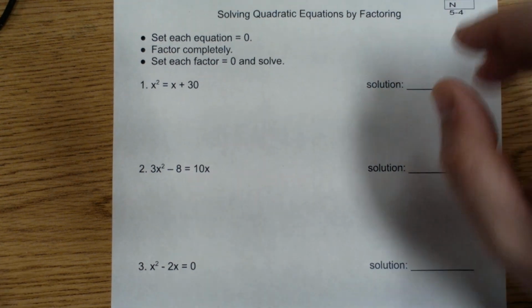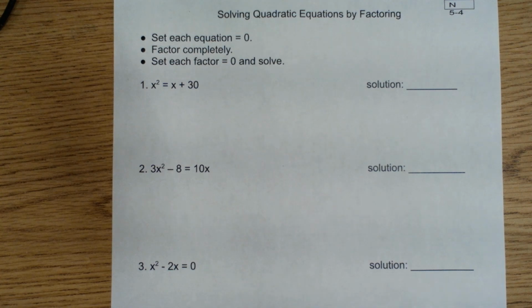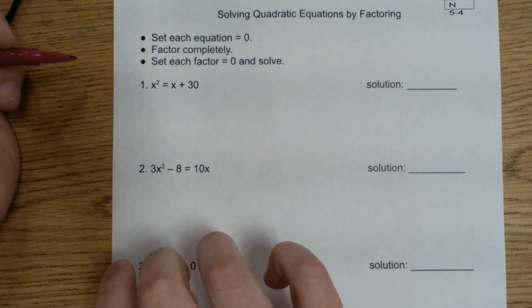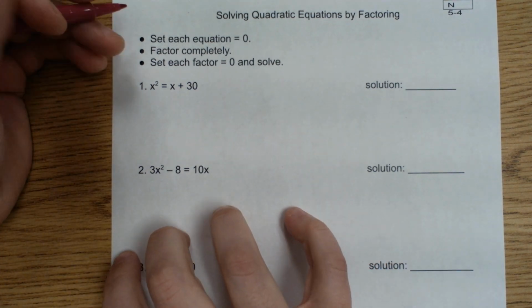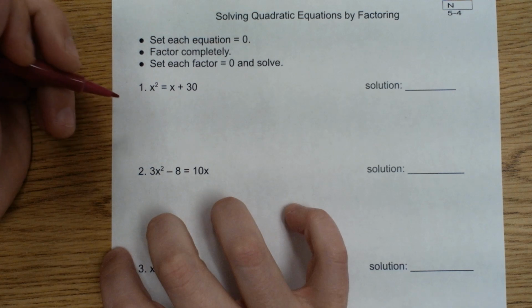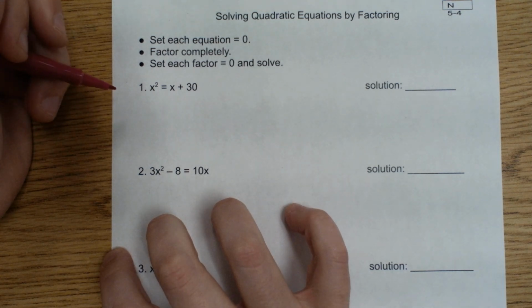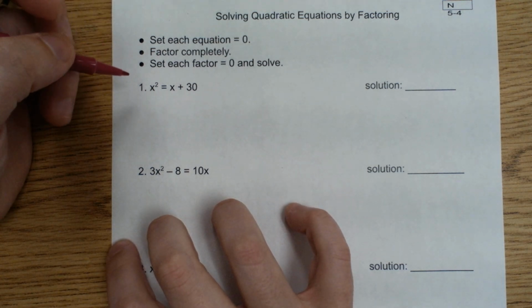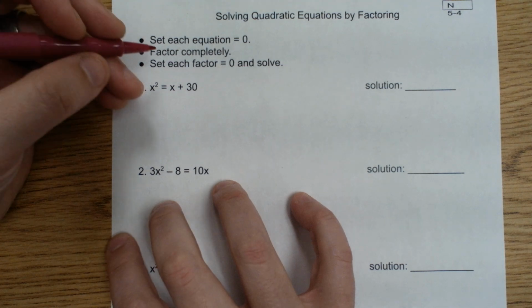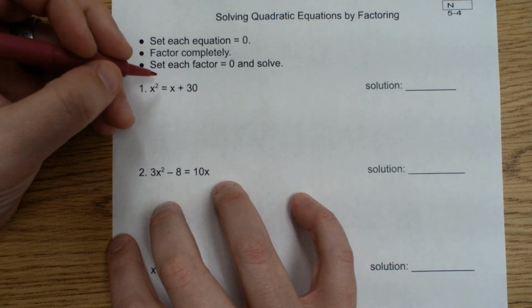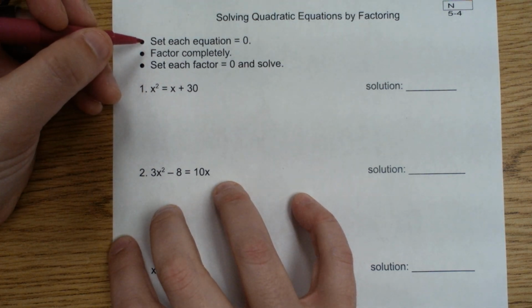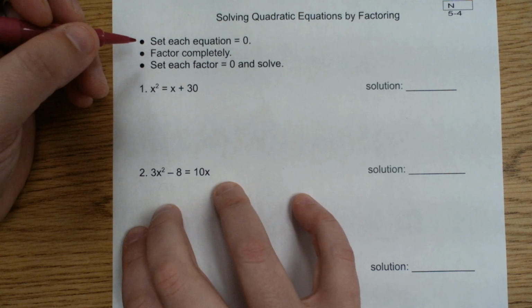All right, we're going to look at solving quadratic equations by factoring. So this is the same factoring that we've been doing. The only difference is we're now putting it as part of an equation and solving for it when it's equal to 0. So the way that we'll do this is first step, we're setting the equation equal to 0.